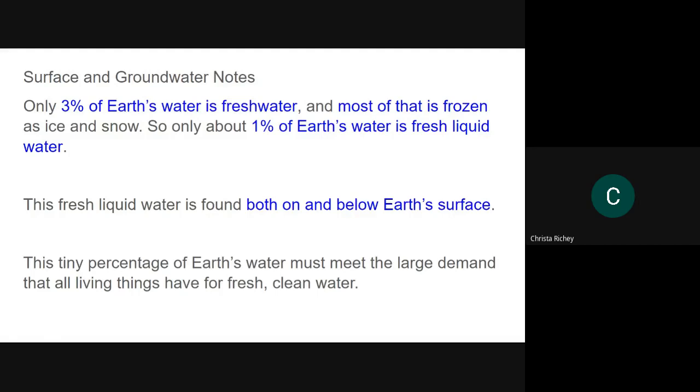And as a whole, only about 1% of our Earth's water supply is available in the liquid state, whether that be streams, rivers, lakes, things that are not salt water. And they're found both on the surface, surface water, and they're found under the surface, which is groundwater.